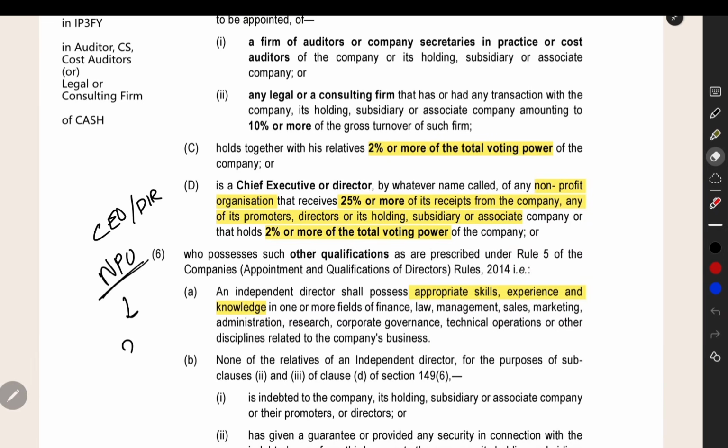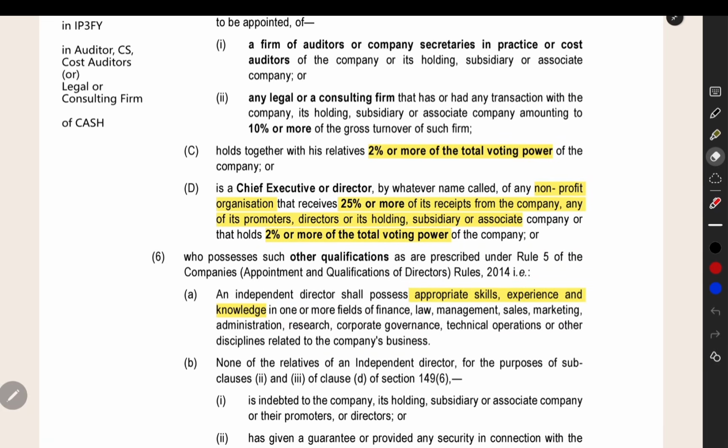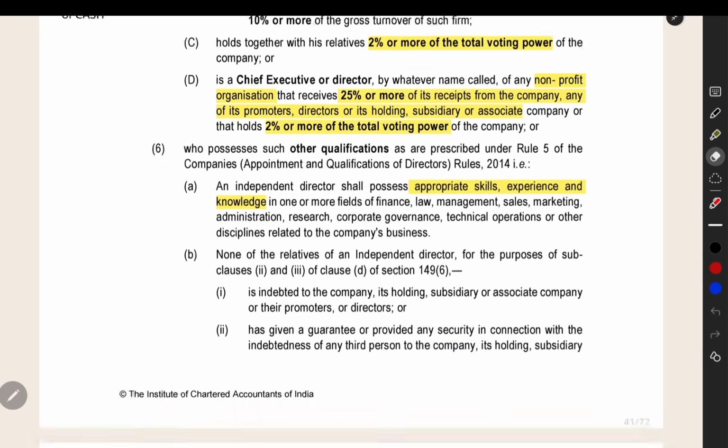and that NPO has 25% or more of its receipts from cash, company, its promoters, directors, holding, subsidiary, associate, and it is holding 2% or more of the total voting power of the company. If you are the CEO or director of such a not-for-profit organization, then you are also not allowed to be appointed as an independent director. You or your relative should not be in this position in such a not-for-profit organization.